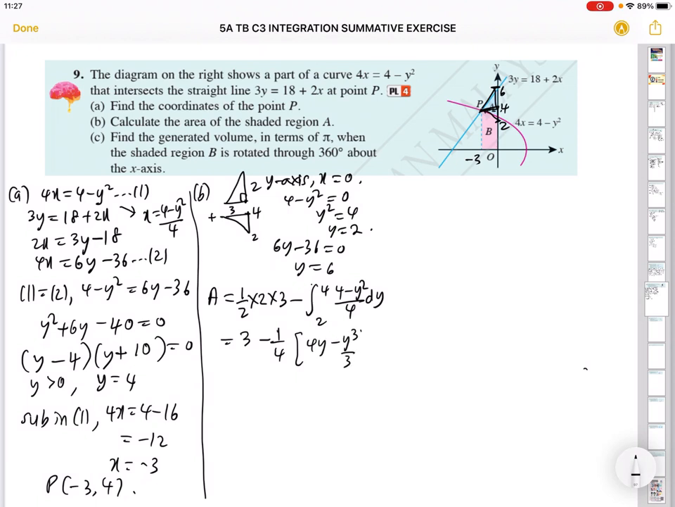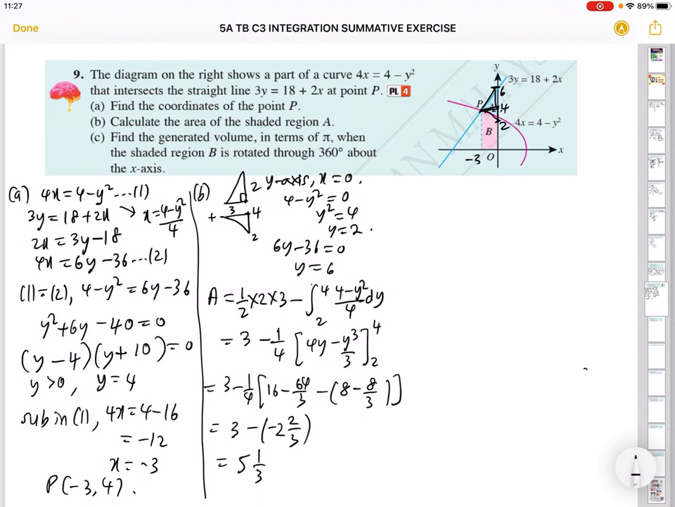So keep the 3 here first, negative 1 over 4, put 4 inside. 4 times 4 is 16, 4 to the power 3 is 64 over 3, 4 times 2 is 8, and 2 to the power 3 is 8, divided by 3. You can just use your calculator. This will be 3 minus 2 over 3. You can write 8 over 3, yeah? And your answer is 5 1 over 3. Now if you write in mixed number, it will be 5 2 over 3, sorry. If you write in improper fraction, it's 17 over 3.